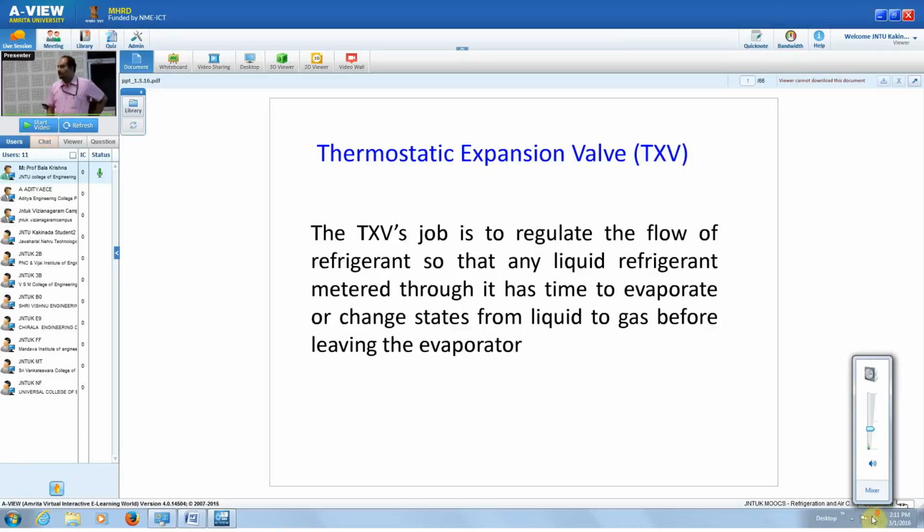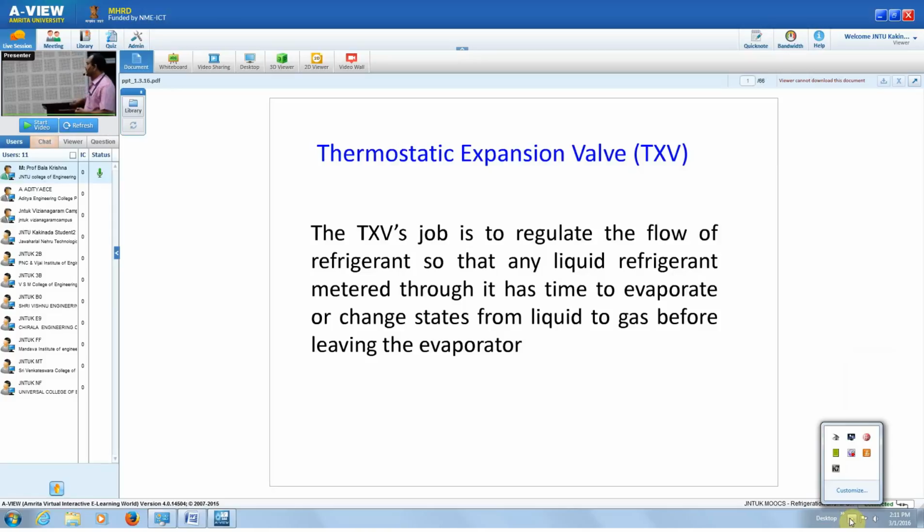Okay. The components of the air conditioning. In the last class we have seen the compressor and then the condenser, then the expansion valves also. And we have seen the orifice meter in yesterday's class. So now the next one is the thermostatic expansion valve.